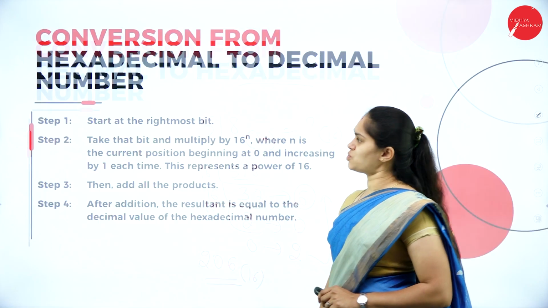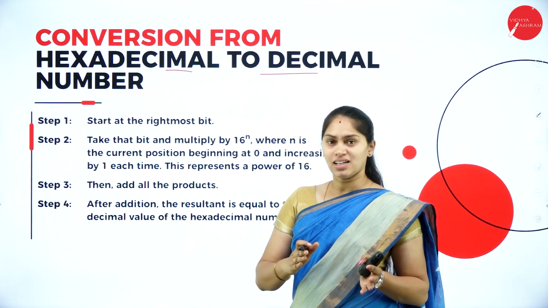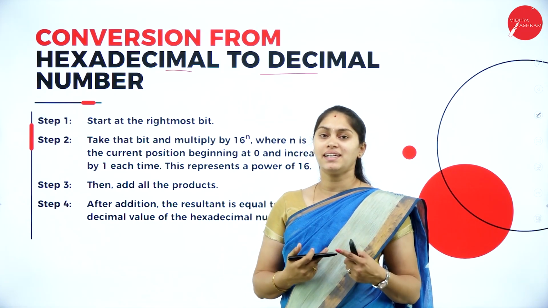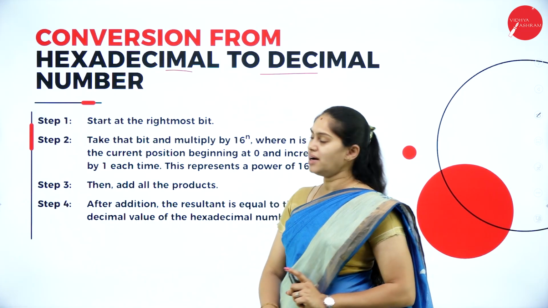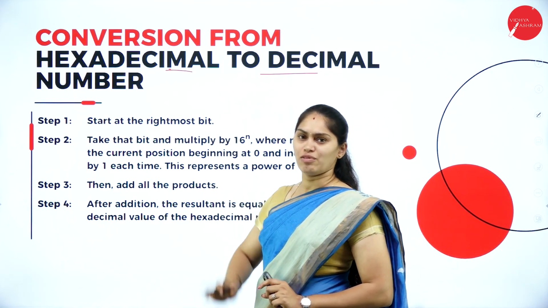Let me go with the vice versa, that is hexadecimal to decimal. Any other number system to decimal, then multiply. Multiply by which number? From which number to decimal you are converting, by that number you have to multiply.